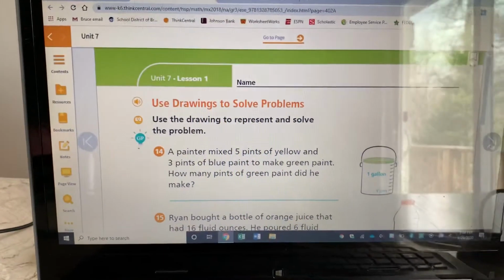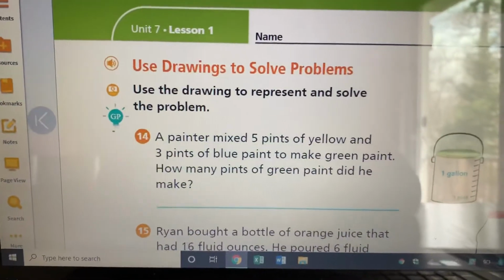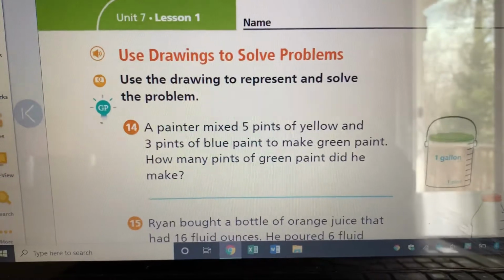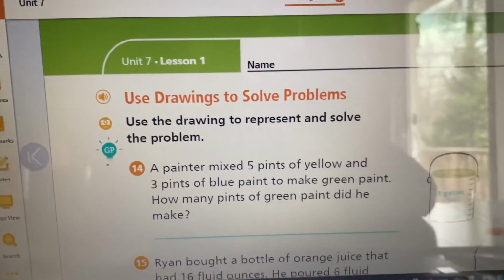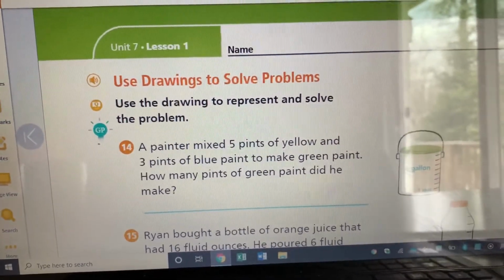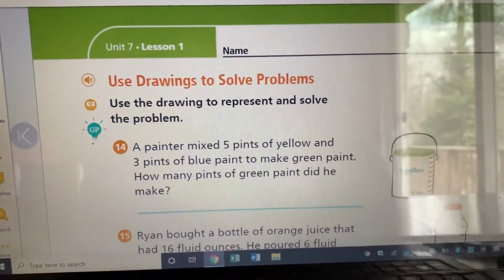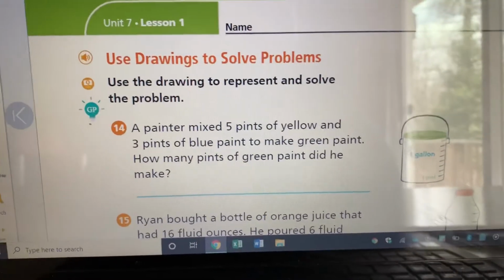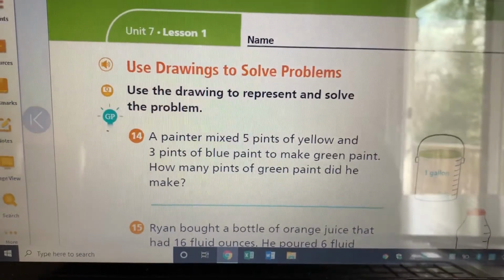But let's take a look at one more here, guys. Use the drawing to represent and solve the problem. I just read the directions just because we always do, guys. Remember that one time we put the directions up there and they said, don't do anything on this. And then everyone did everything on it when all you had to do is read the directions and hand it in. So we actually have to solve this one though. Number 14, Unit 7, Lesson 1.